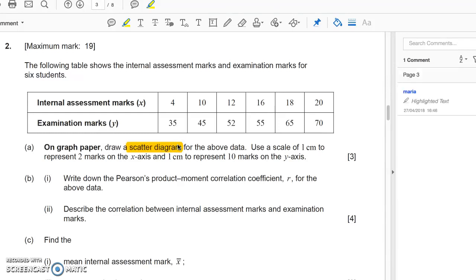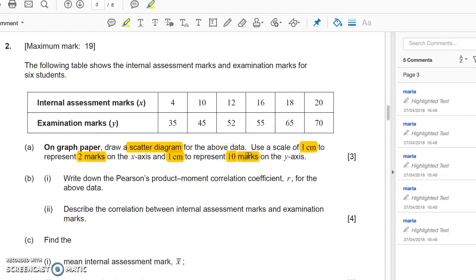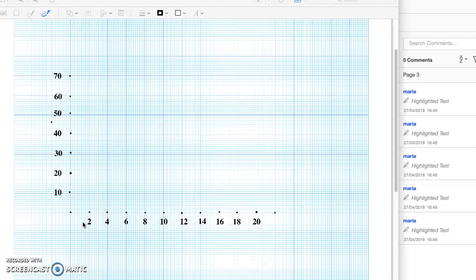Use the scale 1 centimeter to represent 2 marks on the x-axis and 1 centimeter to represent 10 marks on the y-axis. So I need to make the difference: 1 centimeter is 2 marks in the x and 1 centimeter is 10 marks on the y. I'm not going to draw the diagram, but you need to do it on graph paper, a properly drawn diagram, with the x horizontally and the y vertically.